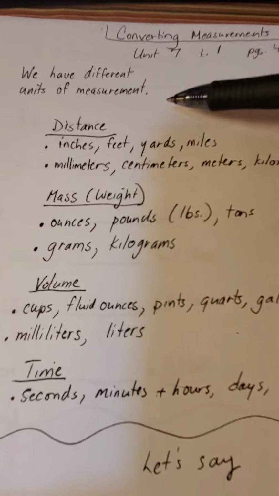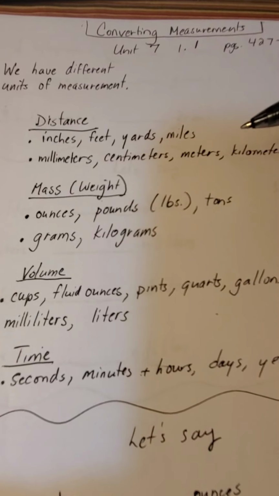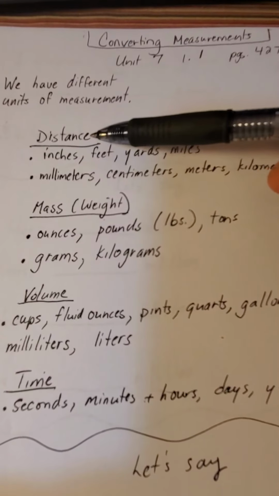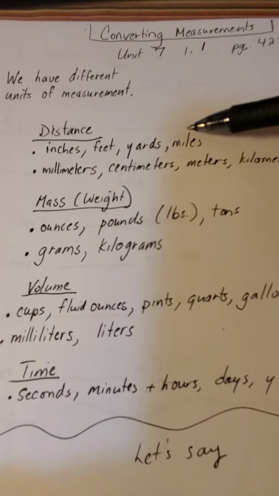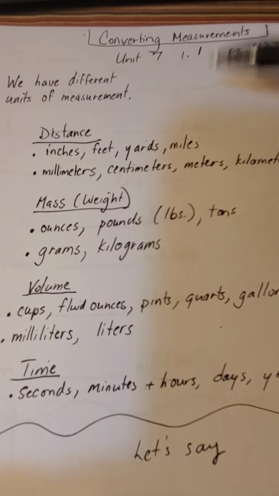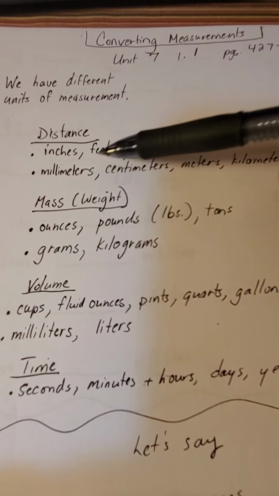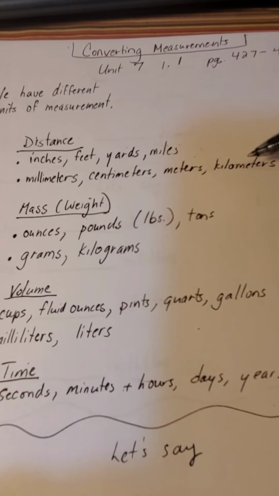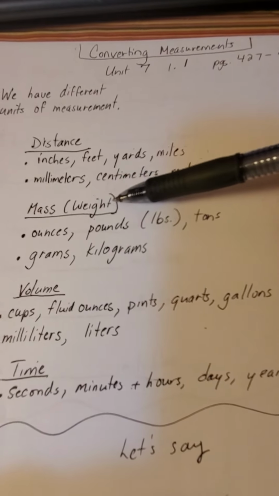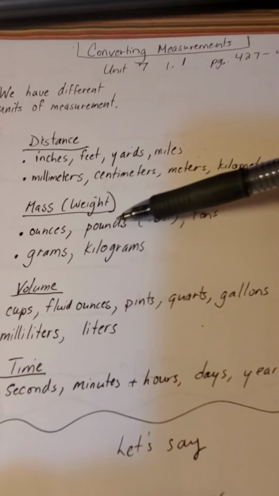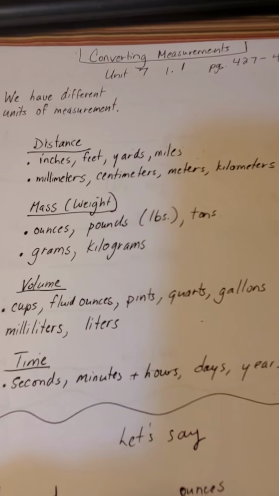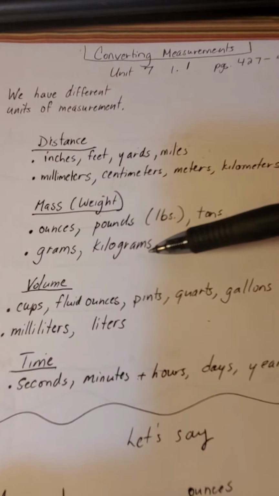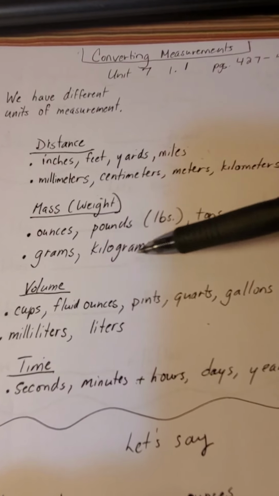So we have different units of measurement that we use every day. There are units for distance. You're familiar with some of these. Inches, feet, yards, and miles would be the system we use in the United States. And then millimeters, centimeters, meters, and kilometers, we use those as our metric units. For mass and weight, we use ounces, pounds, and tons in the United States. And then grams and kilograms are the standard units in the metric system.